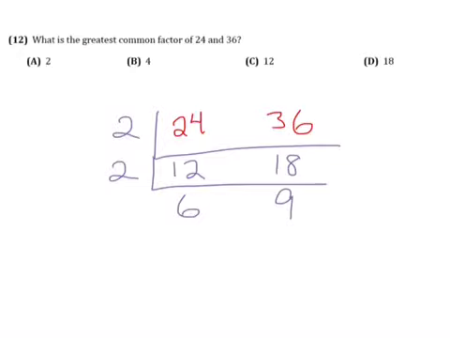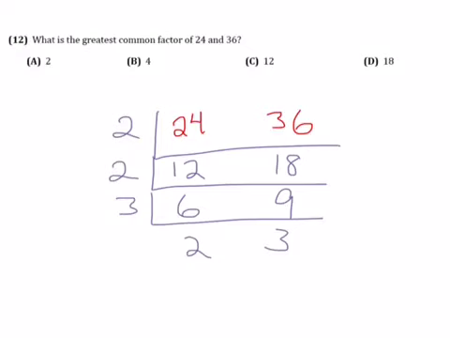Now, these numbers are not both even, but they're both divisible by 3. 6 divided by 3 is 2. 9 divided by 3 is 3. And 3 and 2 are both primes, so they don't share any factors other than 1. So our factor ladder is done.